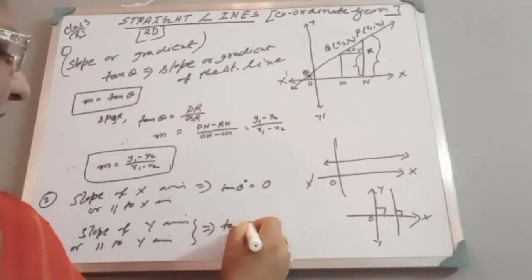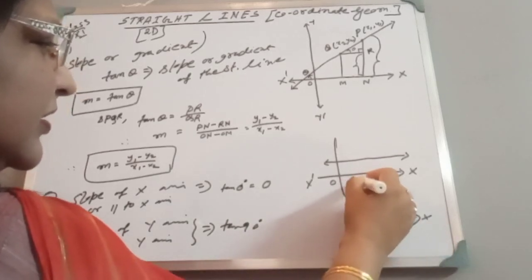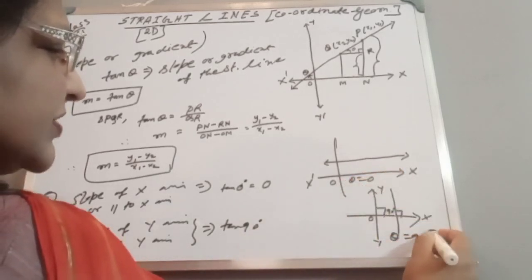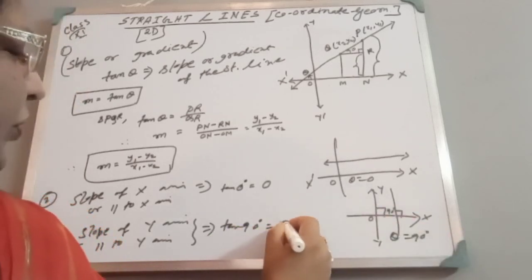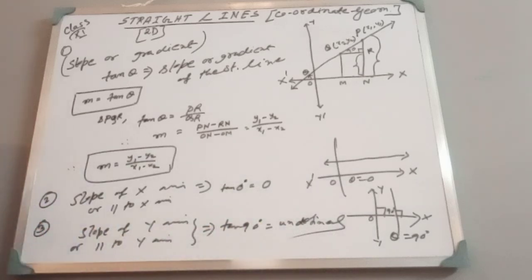Will be tan 90 degree. Theta is 90 degree here. Here theta equals to 90 degree. Here theta equals to 0. Here theta equals to 90 degree. So tan 90, we know this is undefined. Okay.